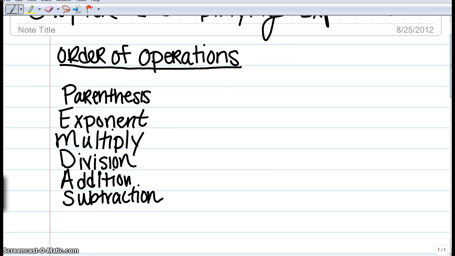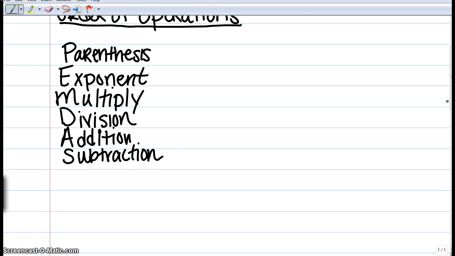So, you are going to use this for the whole entire chapter. It never goes away, so even when we're out of this section or this unit, you still have to remember your order of operations. It's important to remember the left-right rule.